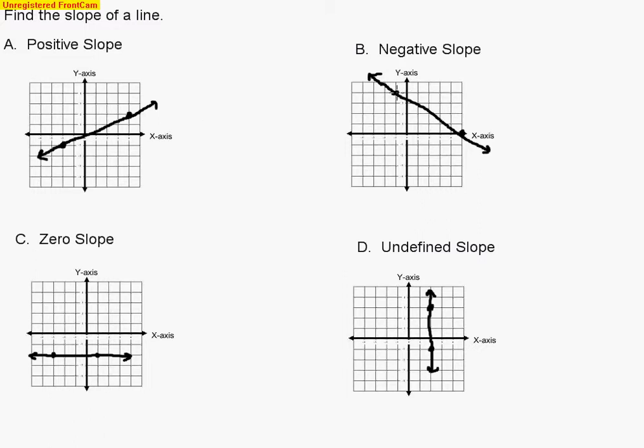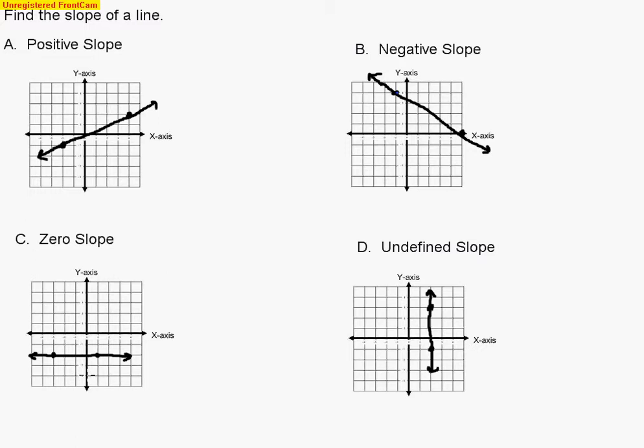For instance, here the y values are decreasing as my x values are getting bigger. Or I could go the other way: as my y values get bigger, my x values are getting smaller. So that's a negative slope, when the x values and y values are opposite one another.